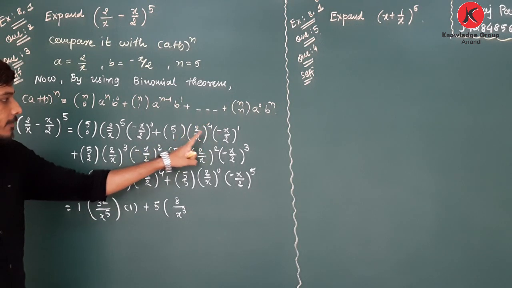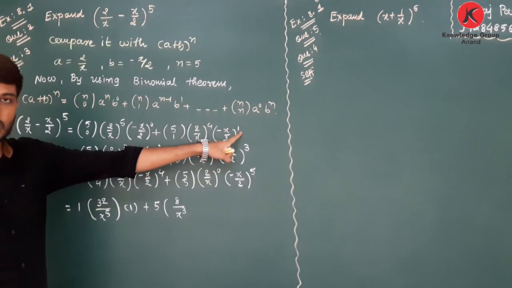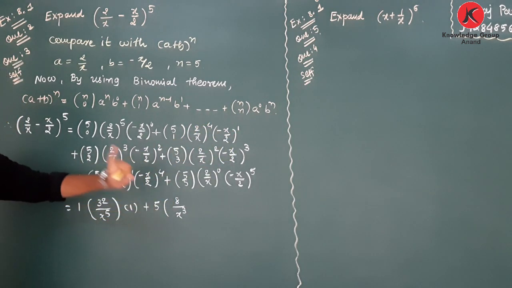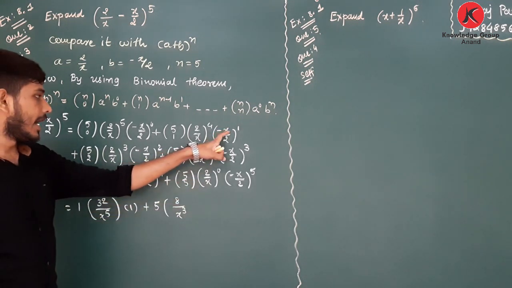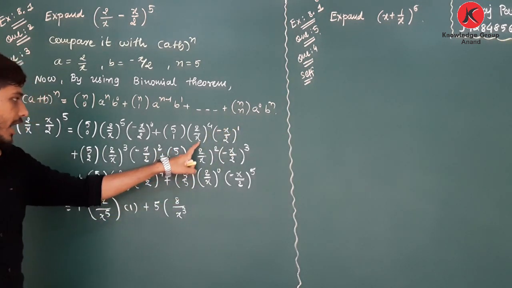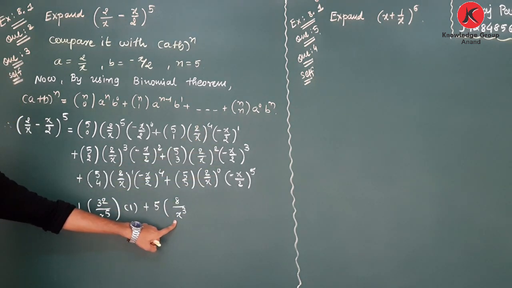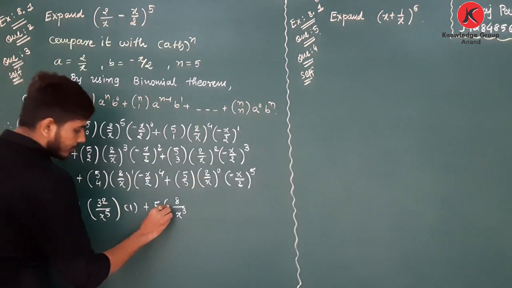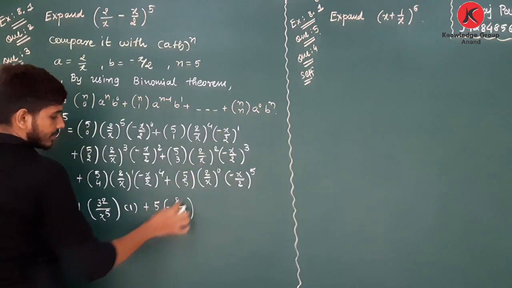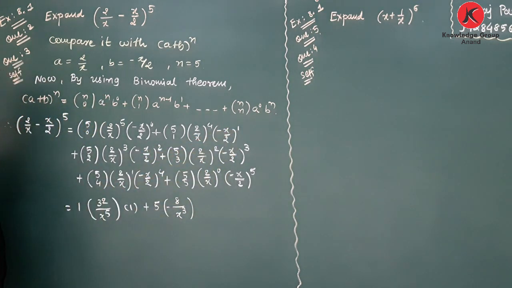2 raised to 4 divided by 2 raised to 1, that means 2 raised to 3, which is equal to 8. x raised to 1 divided by x raised to 4, therefore we can write directly x raised to 3, but the minus sign is there. Minus raised to 1 power is there, therefore minus 8 by x cube is there.